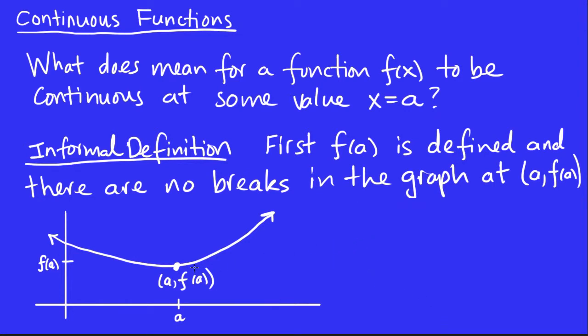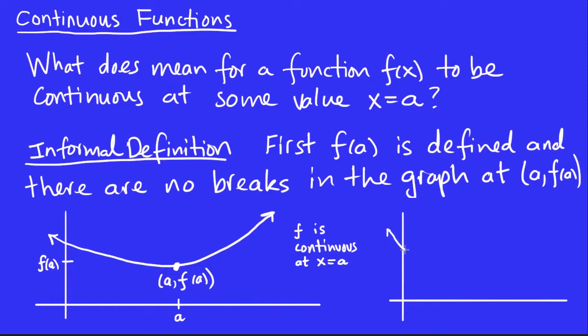What I was talking about a second ago was that this graph here is continuous at x equals a. So in this example, f is continuous at x equals a. Now what I want to do is another graph over here in which it is not continuous there. So let's do an example where we have a situation like this.